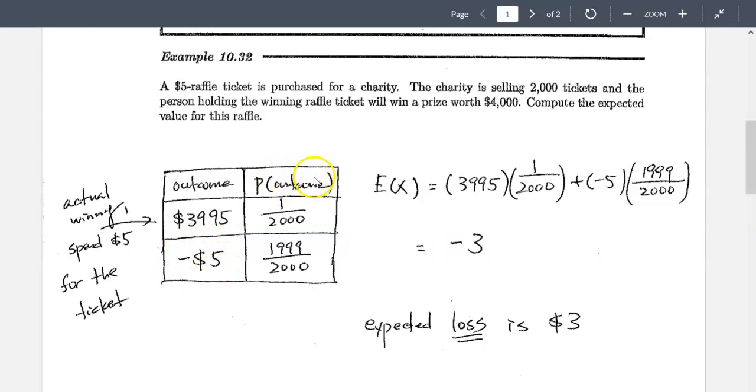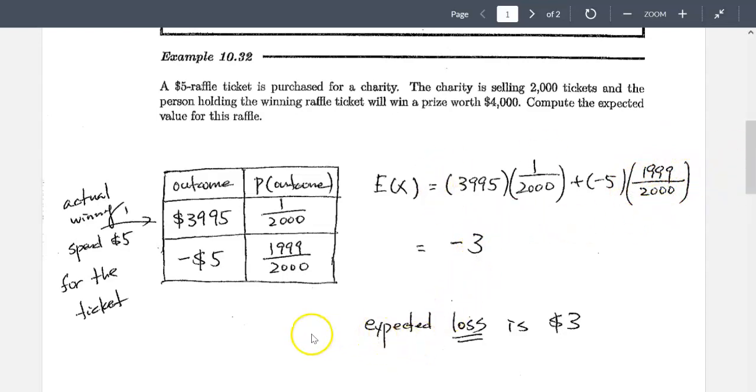Now, what's the probability of each one? The probability of winning is one out of the 2,000 tickets, while the probability of losing is the other 1,999 out of 2,000. Once you have this table set up, the expected value is just each outcome times its probability, and the sum of them. So you take 3,995 times 1 out of 2,000, plus negative $5 times 1,999 out of 2,000. When you do that in the calculator, you get negative 3.